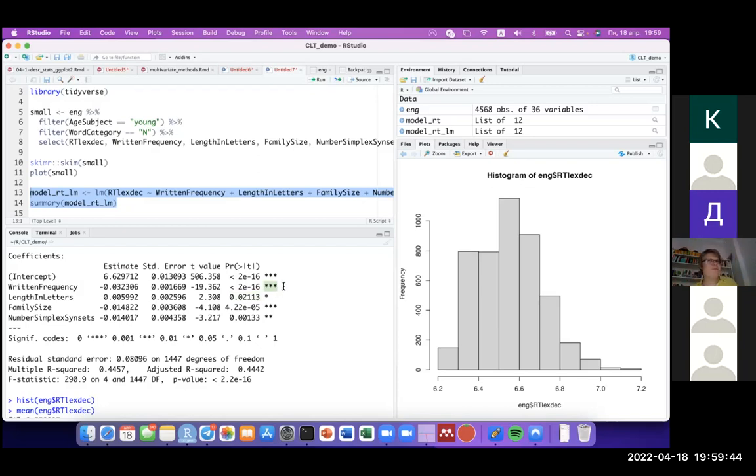But if you have only 30 observations, you'll get maybe just one asterisk for quite a huge effect. So the p-value doesn't say about effect size directly, right? It's an important thing to understand.